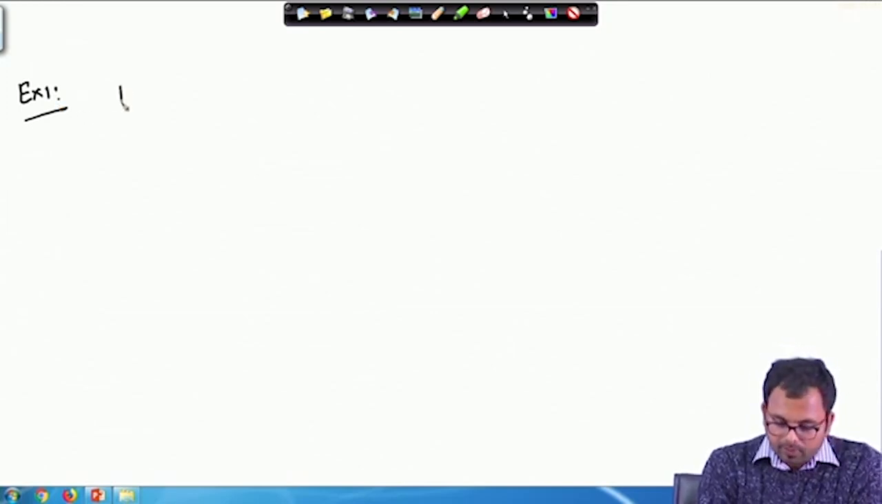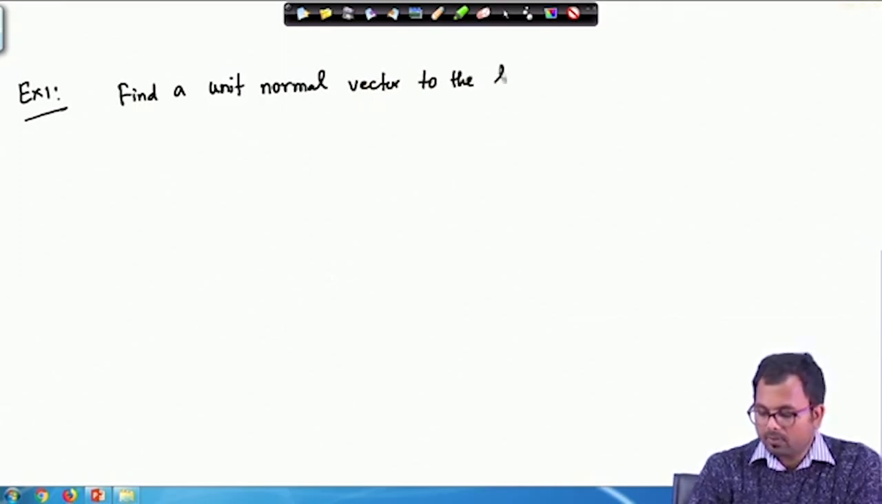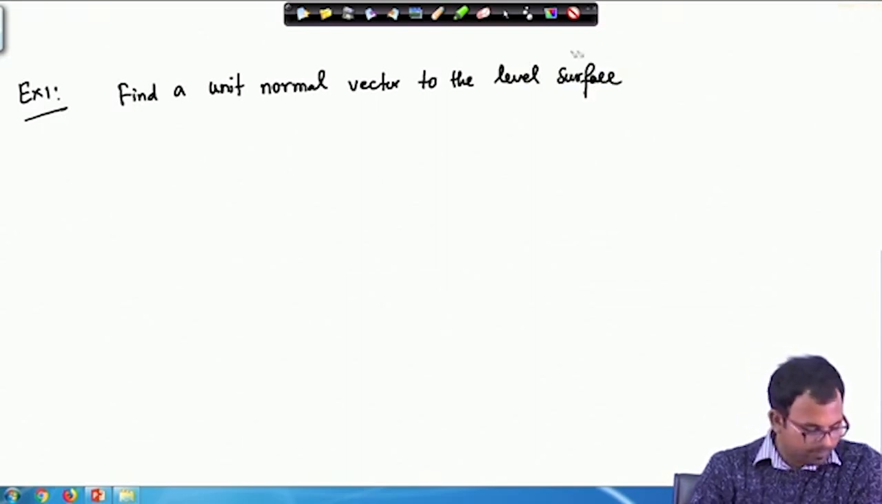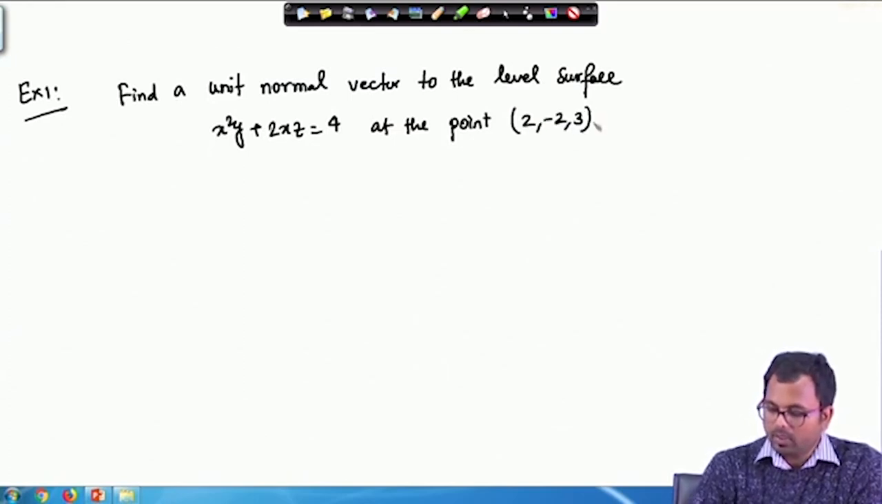So, the first example: find a unit normal vector to the level surface x squared y plus 2xz equals 4 at the point (2, -2, 3).